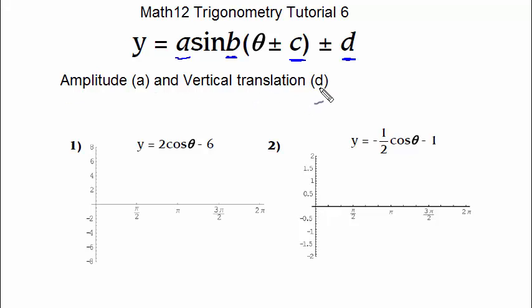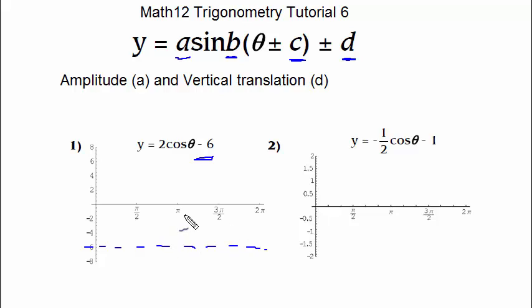So how do we do it? For example, if we have a question like y equals 2 cosine theta minus 6, how do we actually draw it? Easy. We see negative 6 as the D value. We're just looking for negative 6 here, and then draw a horizontal line. That is our axis. Our cosine function is going to vibrate in this axis.